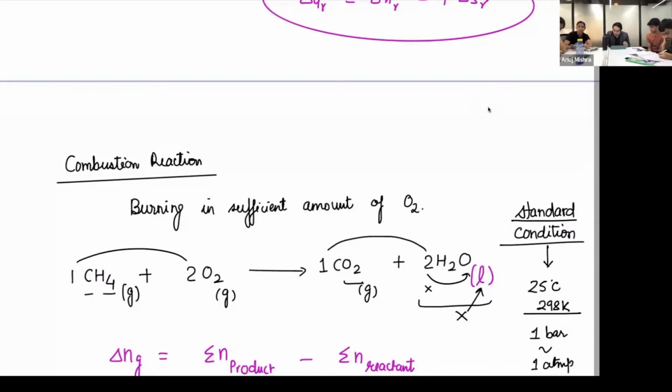Yes. Try to answer. Comment about delta G. Negative. How? Because T delta S, the whole term will be positive. Why? Delta S is positive. Why is it positive? Because CH4 when burnt with oxygen releases CO2 and H2, it's an exothermic reaction.